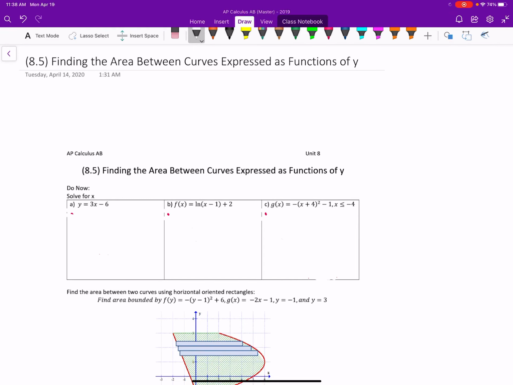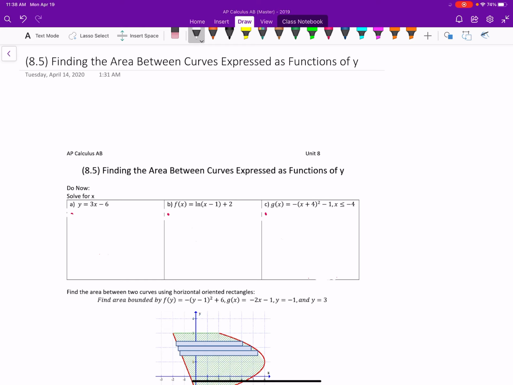Okay, so 8.5, finding the area between curves expressed as a function of y. So what's the difference there? Well, the difference there is that essentially the rectangles, if you can imagine, are lying down instead of standing up. But there are different benefits for either one, so we'll discuss that in a minute.